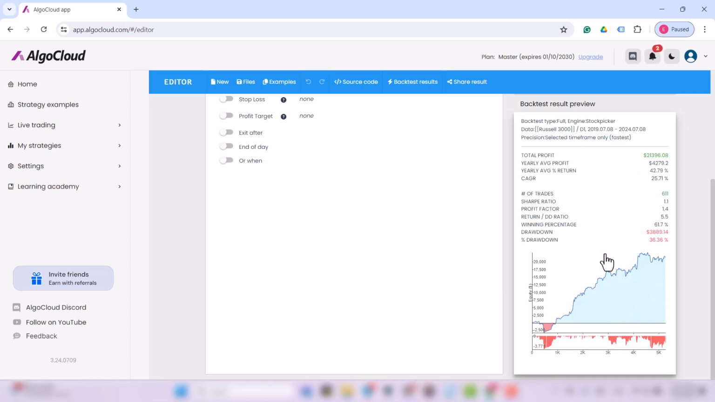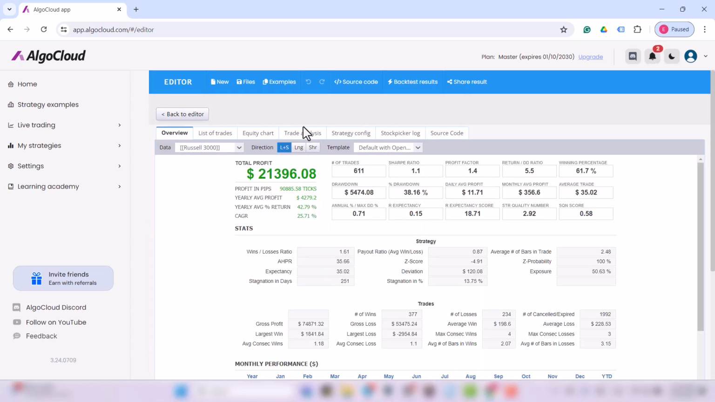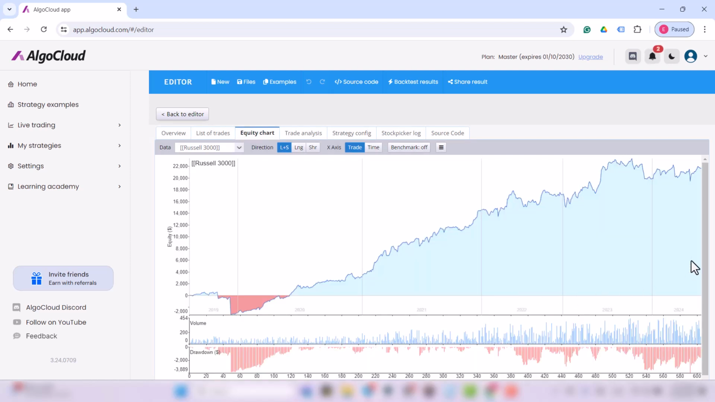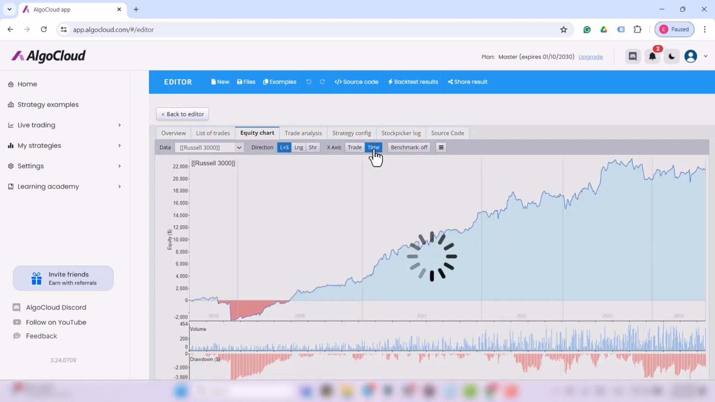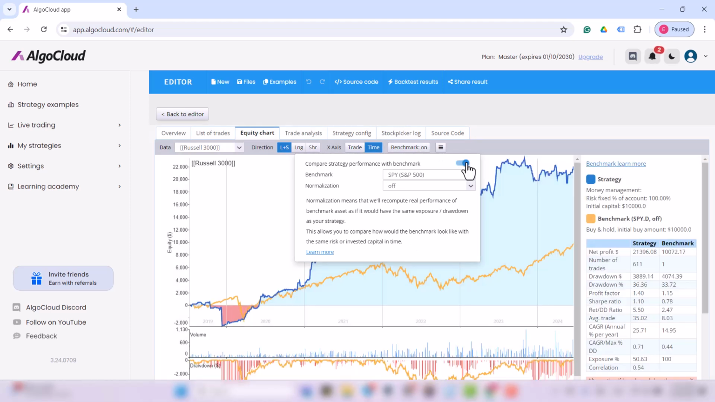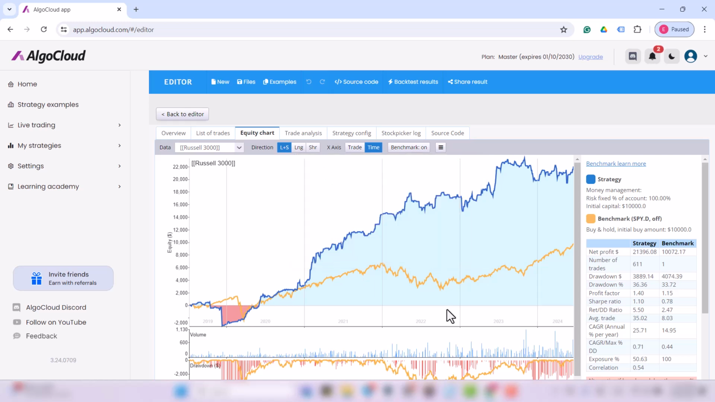The equity chart looks like this. And what would it look like if we had just bought SPY instead and held it for those 5 years or so? Let's find it out. I switch the x-axis to time and benchmark on. Suddenly, you see a yellow line appears representing the SPY.